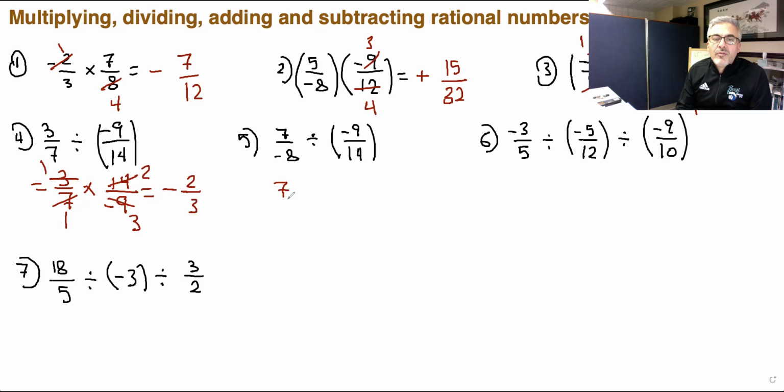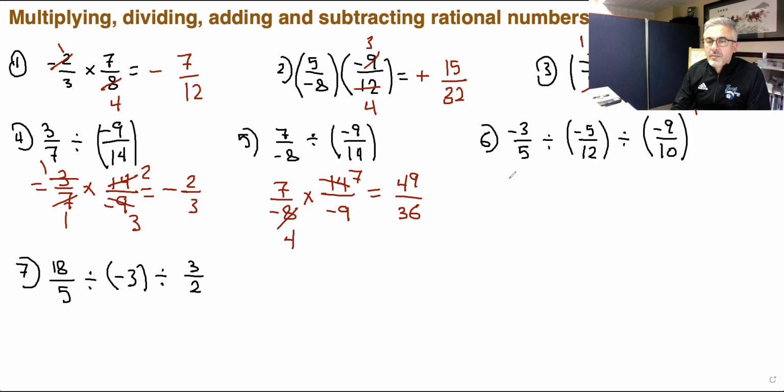Here, 7 over negative 8. Change it to multiplication, flip, that's 14 over negative 9. Now, 2 goes into 8 4 times, goes into 14 7 times. That's all I can reduce. My answer, because we have an even number of negatives, is positive. I don't have to write the sign when it's positive. Then you multiply the tops together, you get 49, sorry, and you multiply the bottoms together and you get 36.